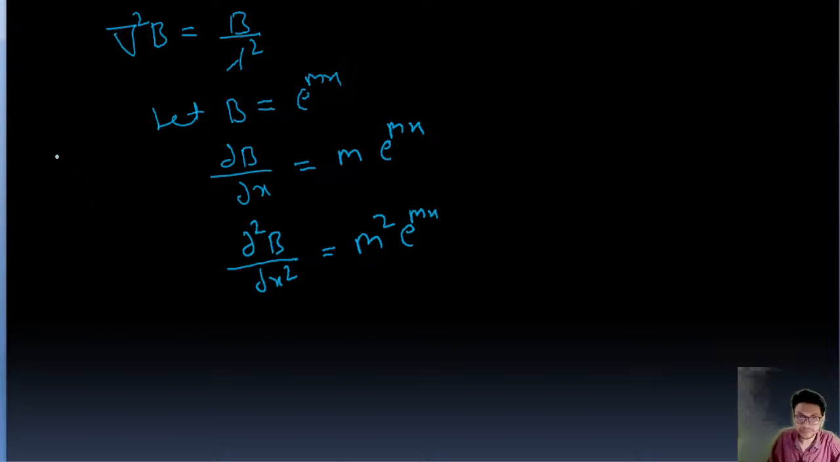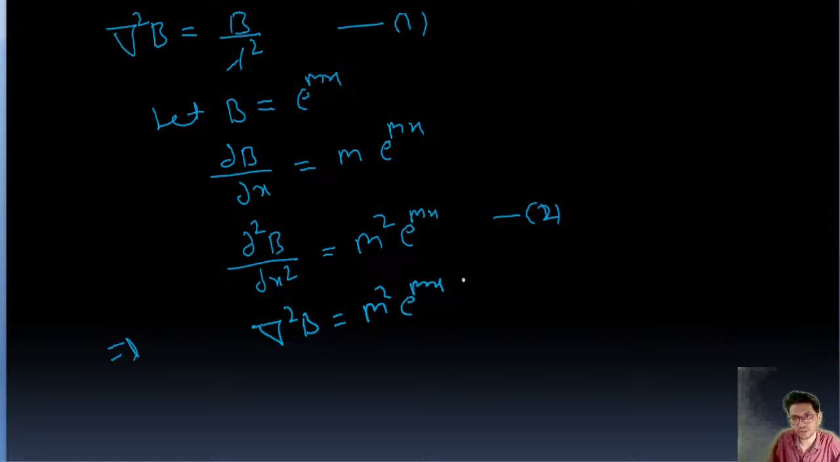So this is equation 1, and this is equation 2. From 2 we can put this value in 1. Del square b equal to m square e to the power mx. So we will put this value in equation 1.